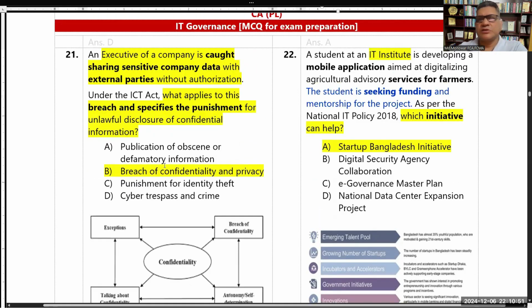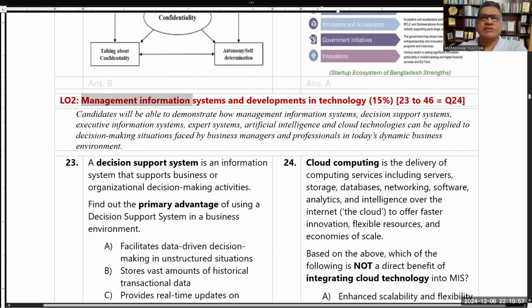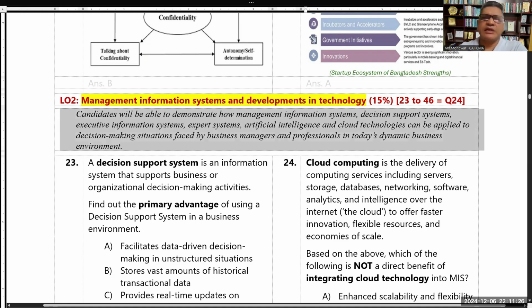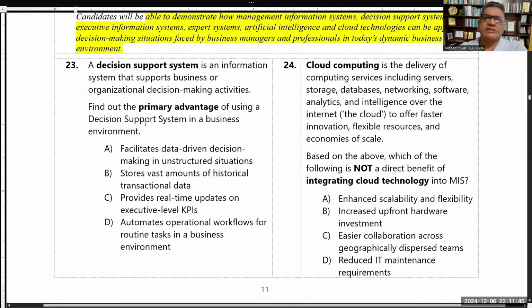So learning objective 1 we have completed. Now learning objective 2, management information system and development in technology, with 15% weight. After studying this, we will be able to demonstrate how management information systems, decision support systems, executive information systems, smart systems, artificial intelligence, and cloud technology can be applied to decision-making situations faced by business managers and professionals in today's dynamic business environment. So let us start here.